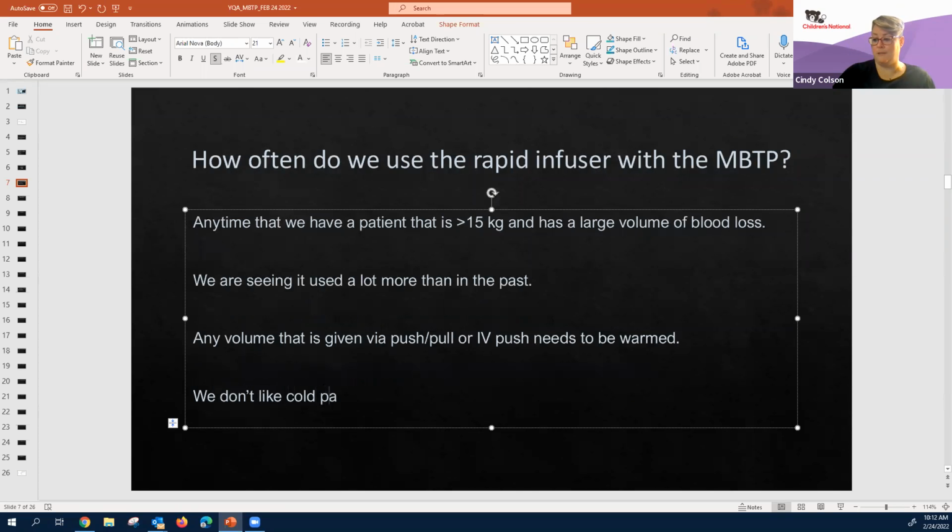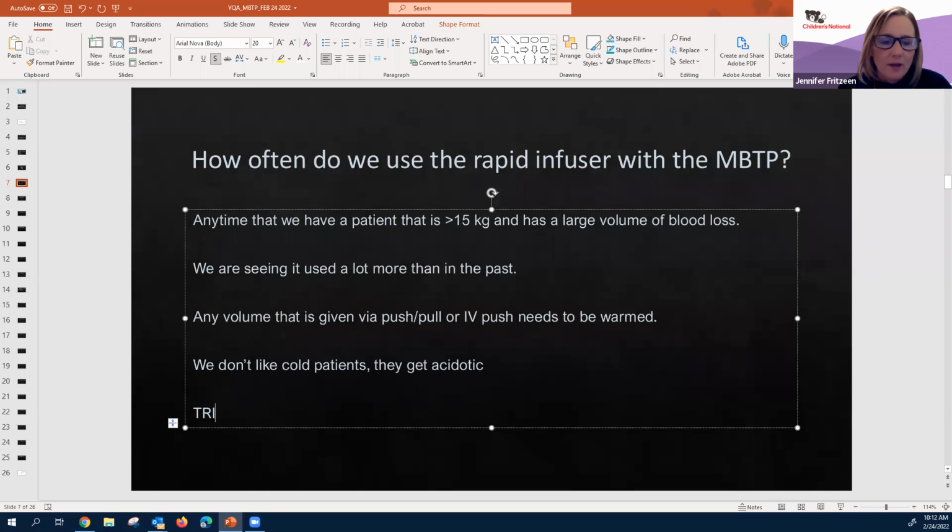You don't like cold patients. No. Acidotic. And that is part of the trauma triad of death, right? Yeah, trauma triad of death. Trauma patients, from the minute they get injured, they become acidotic, coagulopathic, and cold. And the thing that we can affect the fastest and the quickest is warming a patient up. So we want to warm them up, give them volume, which will help your acidosis, and then give them yellow product, which will help those coagulopathies.